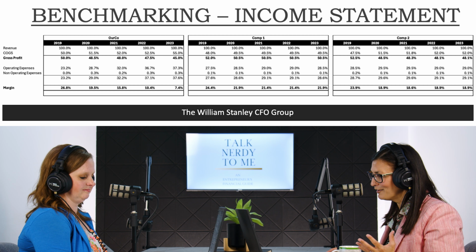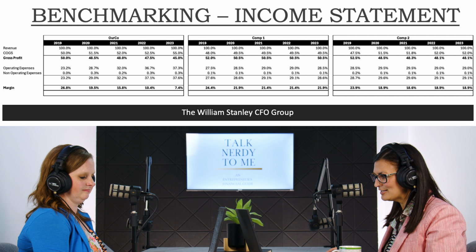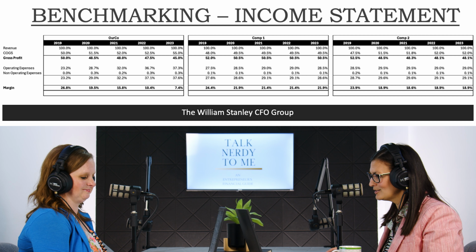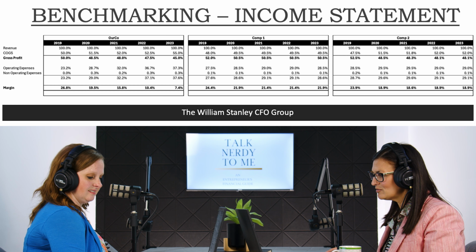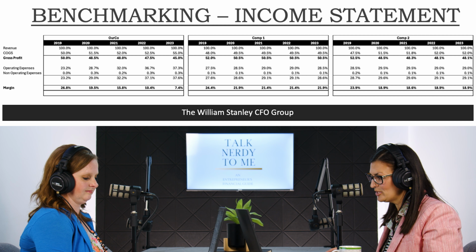So I see ARCO and then comp 1 and comp 2. And when I look at this, cost of goods sold. Yeah, ours is really high. Yeah, so our cost of goods sold has consistently increased. It's grown 10% over the last few years.